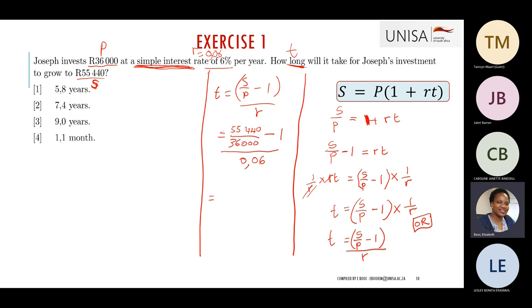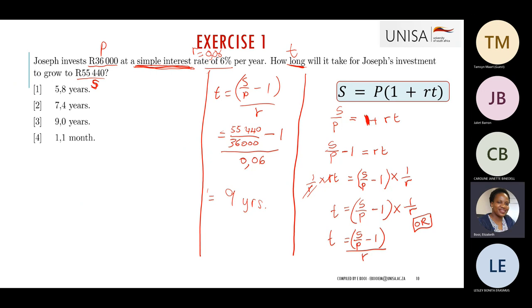Because I'm using my Casio, I'm going to do everything all at once. So it's 55,440 divided by 36,000. And maybe I should be sharing my calculator so that you can see what I am doing. And the answer I get is 9. Yes, that is one way of answering the question.